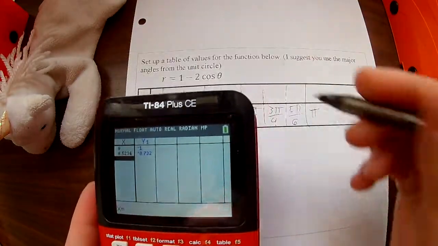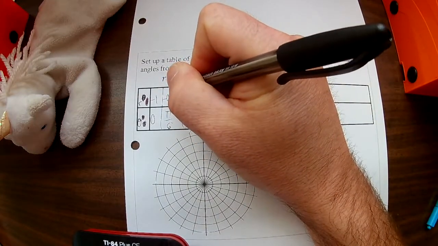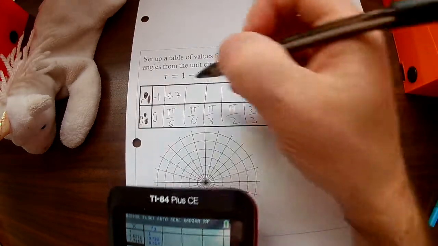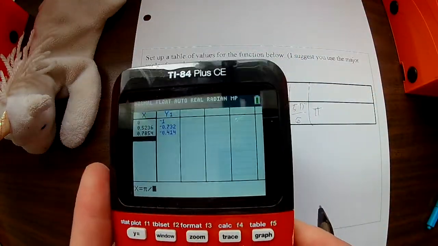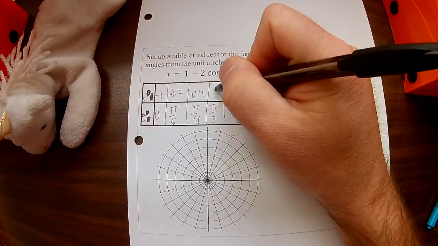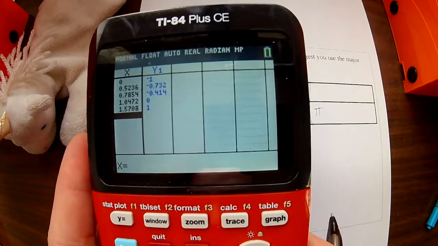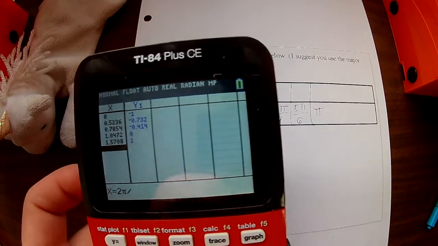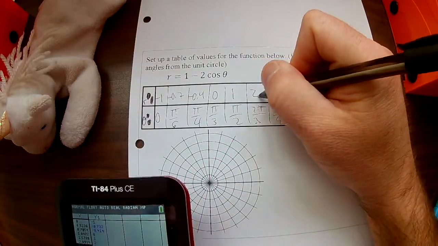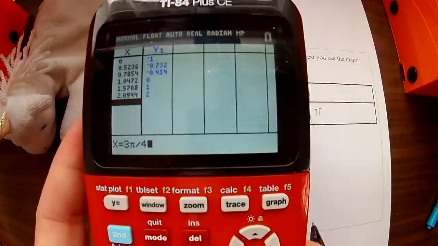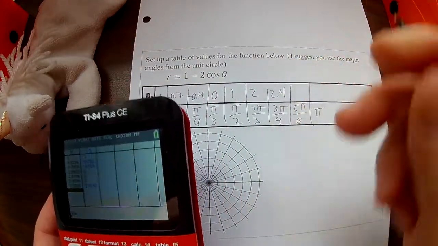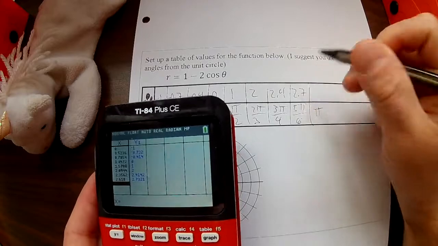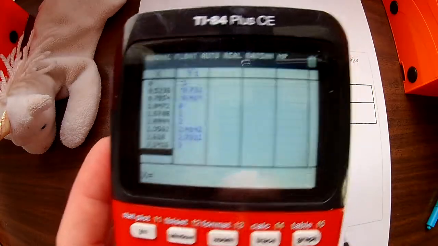0, negative 1. Pi over 6, negative 0.7. Let's just go to one significant figure on there. Pi over 4, negative 0.4. Pi over 3, 0. Pi over 2, 1. 2 pi over 3, 2. 3 pi over 4, 2.4. 5 pi over 6, 2.7, and finally pi. Alright, 3.